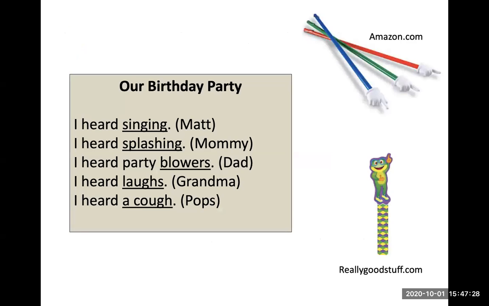You can do this at home, and it might look something like this. So you would say, okay, we're going to write about your birthday party. And the whole family is going to have a chance to write about what they heard at your birthday party. And so you say, I heard, Matt, what did you hear? And Matt dictates that he heard singing. So you write in the word for him, and then you write who wrote that sentence.